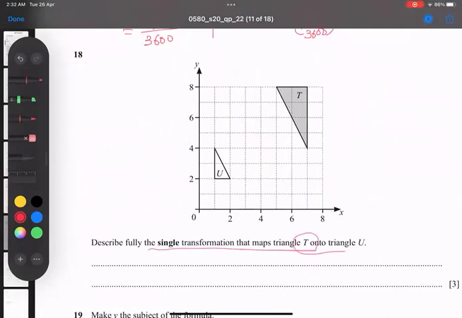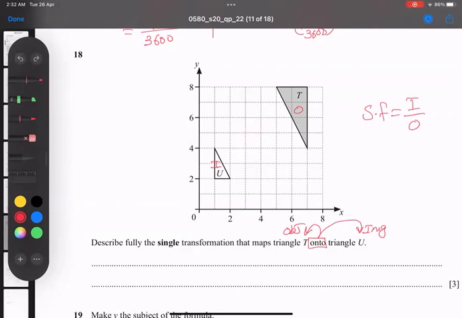Question number 18, he said, what is going on from T onto U? Describe fully. For your knowledge, before onto is called object, after onto is called image. So I'm writing here I and here O, for accuracy, because what is the formula for scale factor? Image by the object. If you take wrong values up and down, you get a wrong answer. What is going on from here to there?